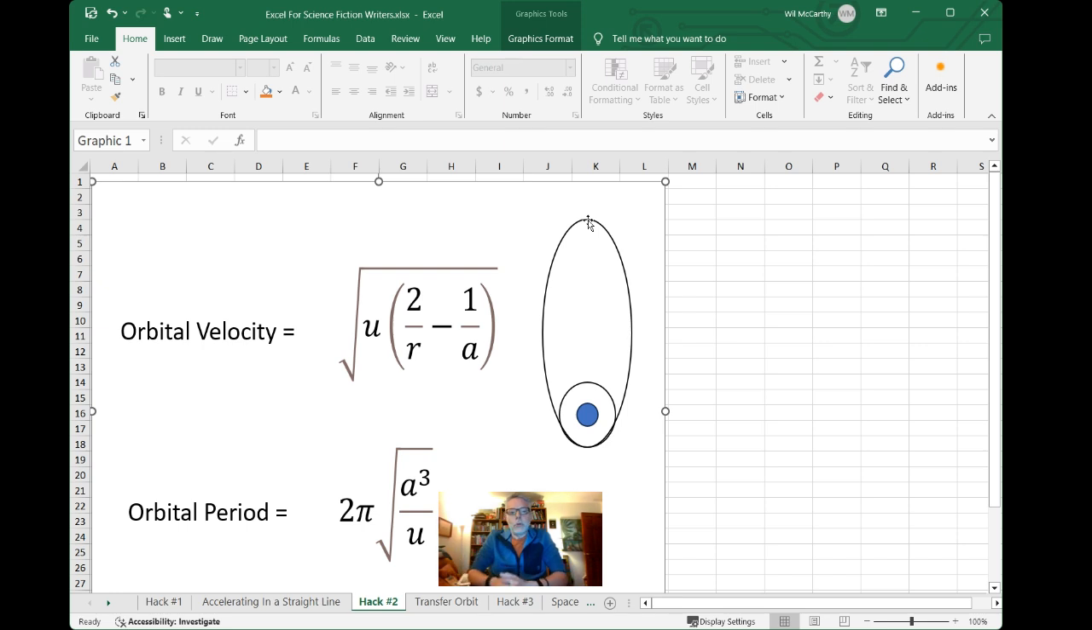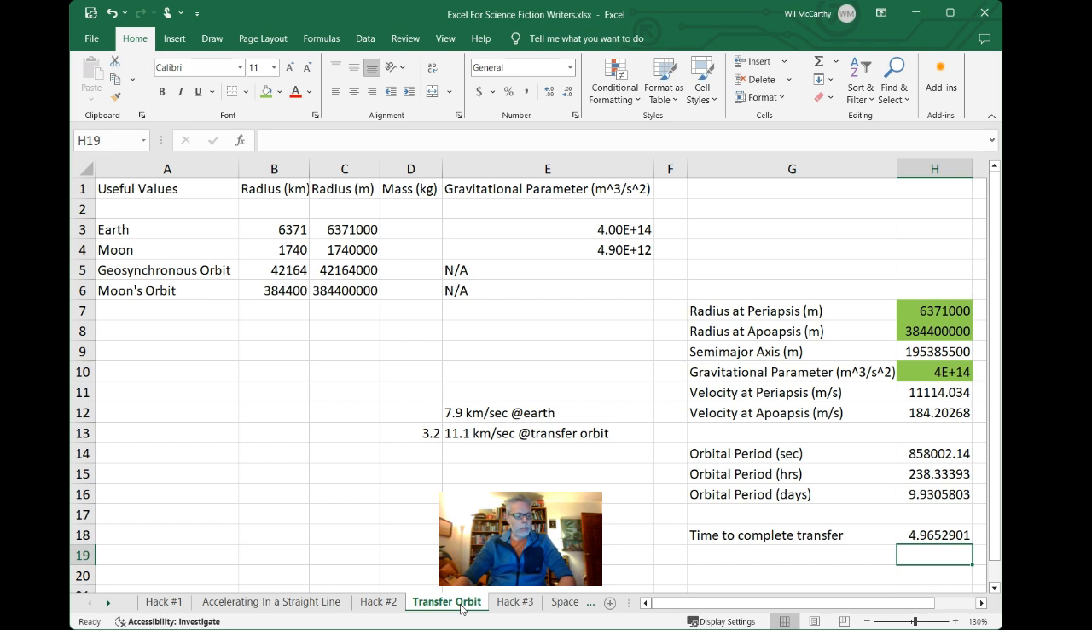Now, for those of you who are students of history, you'll notice that the Apollo astronauts got there faster than that. They weren't doing this kind of perfect, ideal Hohmann transfer. They were going faster than what we're modeling here. What we're modeling is called a Hohmann transfer. It's the most energy efficient way to get from one place to another. So anyway, 4.9 days. We'll make a note of that as well.